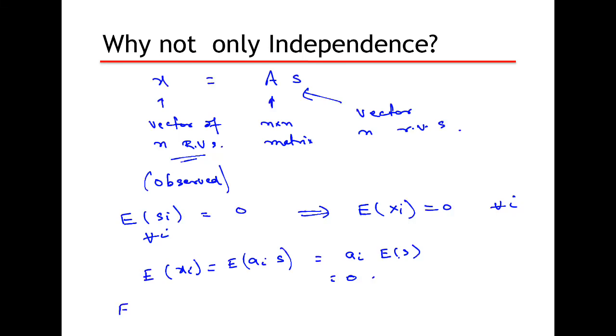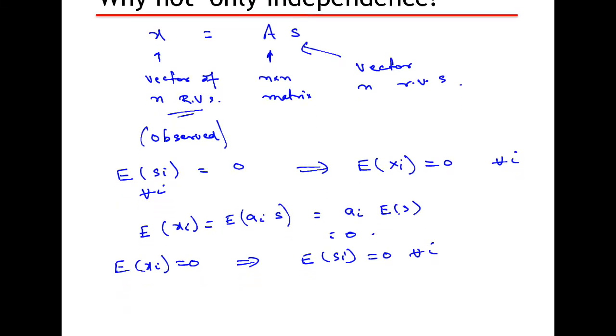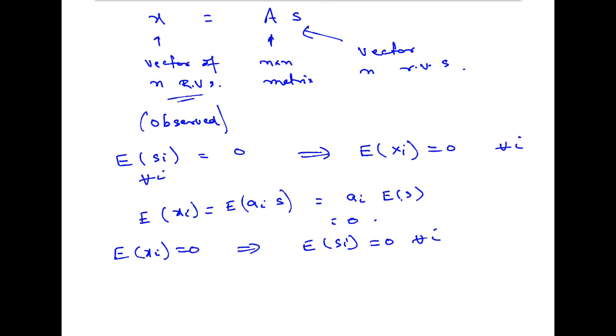The other way is also true. E of Xi equal to 0 implies E of Si equal to 0 for all i. And why is this the case? Because, why do we do this? Because even if we observe some data X, we don't know S. So, if X has non-zero mean, we center the X. We subtract the respective means from there, and we make E of Xi equal to 0. And this makes sure that E of Si is also equal to 0.